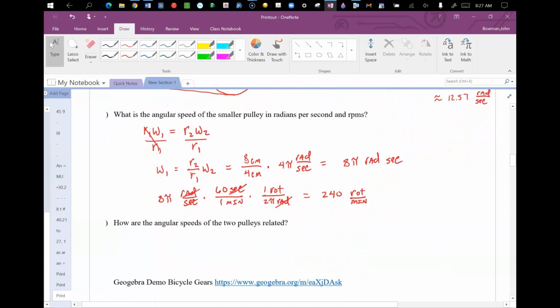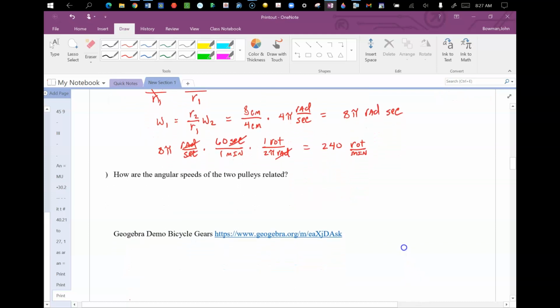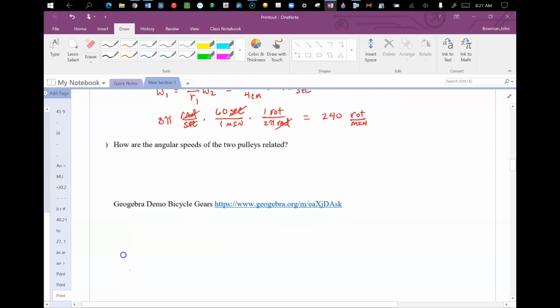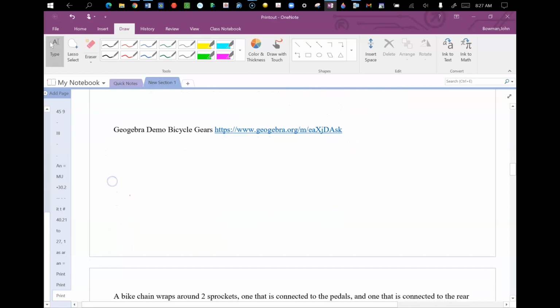And how are the angular speeds of the two pulleys related? They're related by the ratio of their radii. The angular speed of the smaller pulley is twice the angular speed of the larger pulley. So now what we want to do is we want to take a minute and demonstrate how that relates to gears on bicycles.